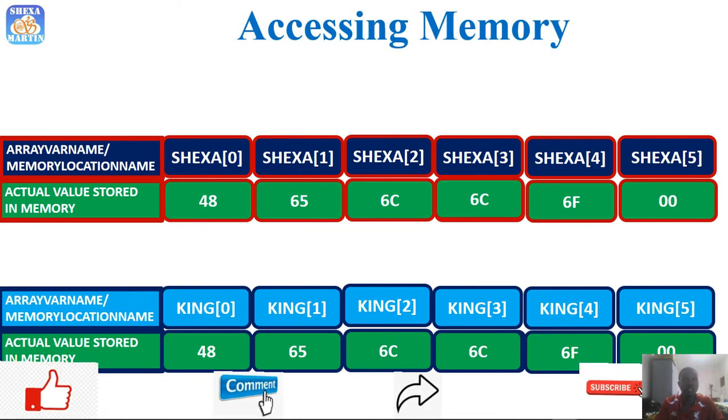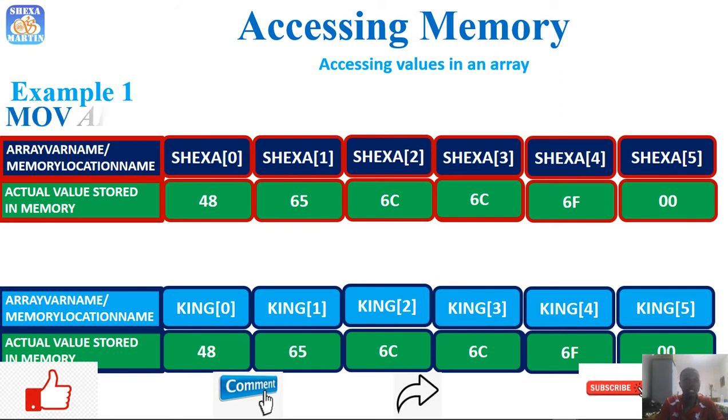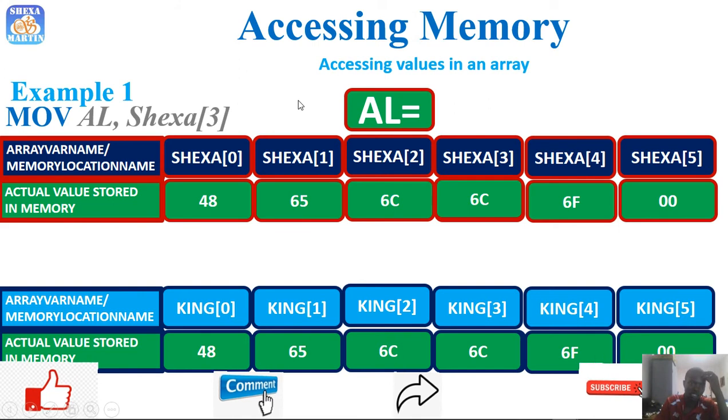All right, so let's get into an example. Let's now write some code. Let's now access values in an array. Say, let's access Shexa index 4, or king index 4. So let's write the instruction. We have the instruction which is move AL, Shexa index 3. What do you think we are doing with this instruction, which is saying move AL comma Shexa index 3?